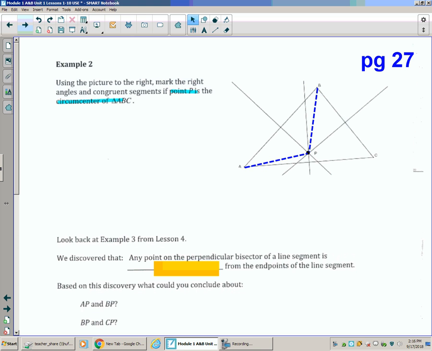On the next page, kind of a little question to follow up about circumcenters. Just picture, all they're telling us is what we see highlighted here. Point P is the circumcenter. That tells us a couple of things. First, these blue dotted lines, I'm going to make them a little bit longer. They are the perpendicular bisectors.